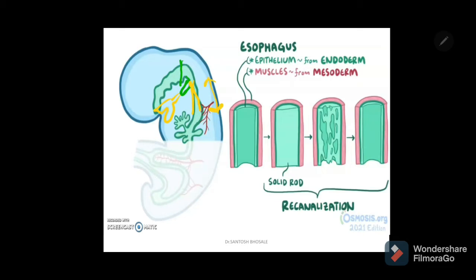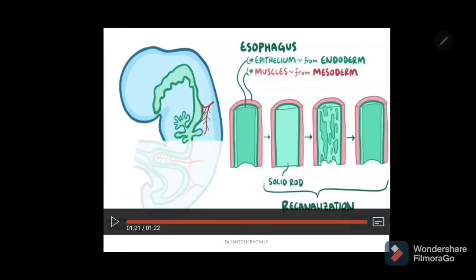Then it follows the usual differentiation in the development of the gastrointestinal tract. So epithelium is derived from the endoderm, muscles are derived from the mesoderm, and there is formation of the epithelial plug which occludes the lumen, and there is appearance of vacuoles which result in recanalization. Failure to recanalize results in stenosis. So that is about the development of the esophagus.